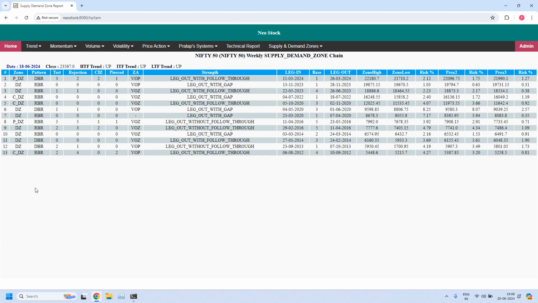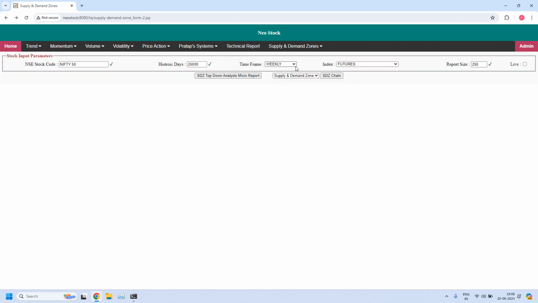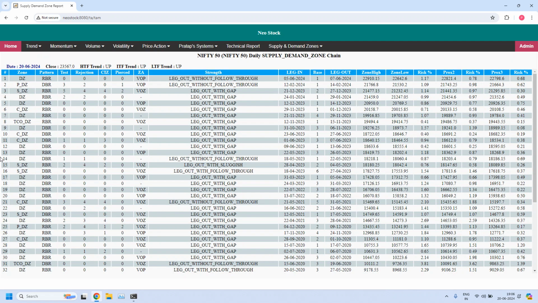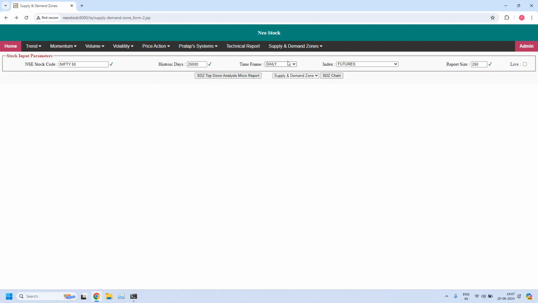Okay. Now let me generate the supply demand zone chain for next time frame, that is the daily. Changing the time frame to daily. So I am generating the supply demand zone chain. So let me go back. Generating the chain for 125 minutes time frame.